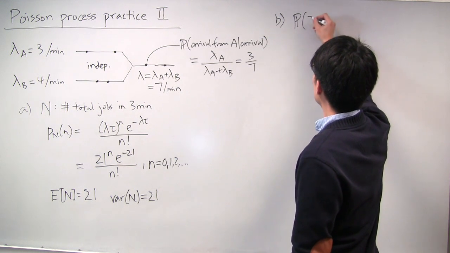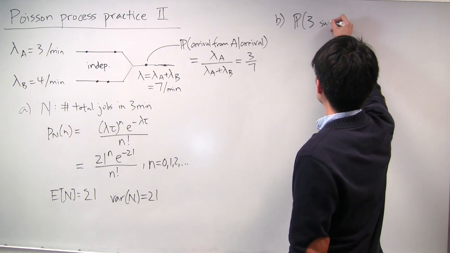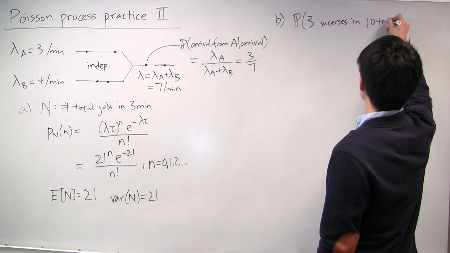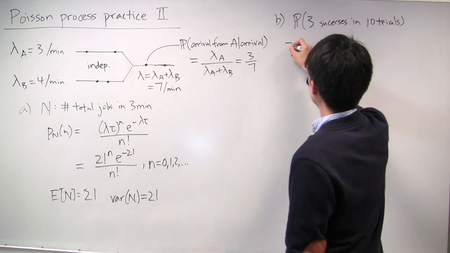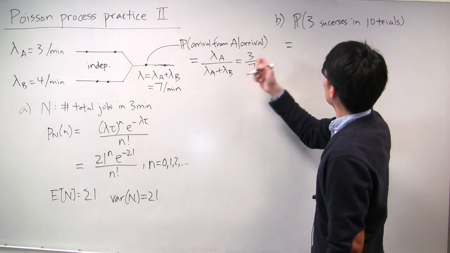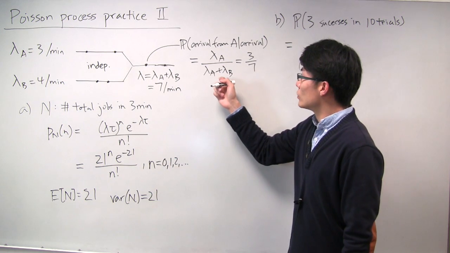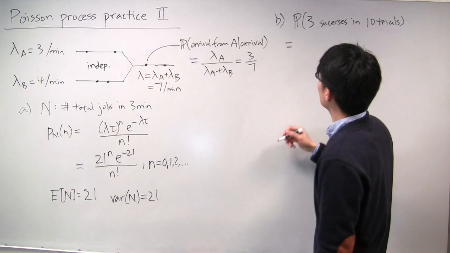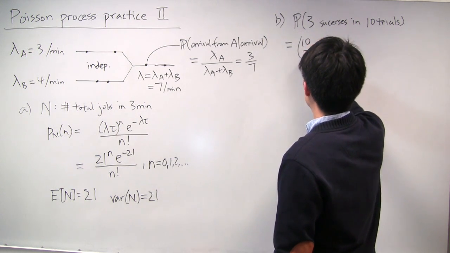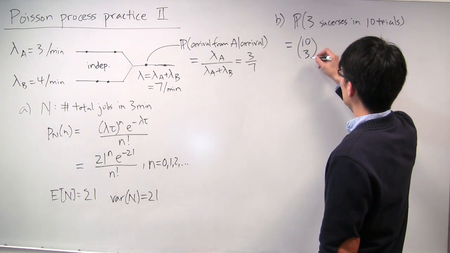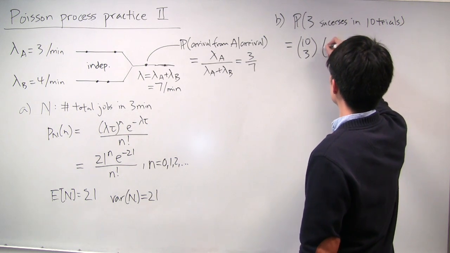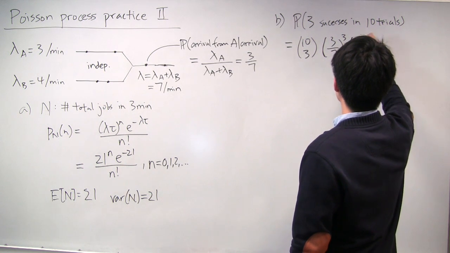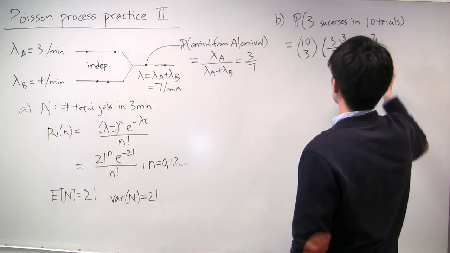And so that is exactly what we're going to do. We want to find the probability of 3 successes in 10 trials. And we just calculated that the probability of any given trial being a success is 3 over 7. And so by using the binomial, we know that this is equal to 10 choose 3 times 3/7 to the 3rd power times 4/7 to the 7th power.